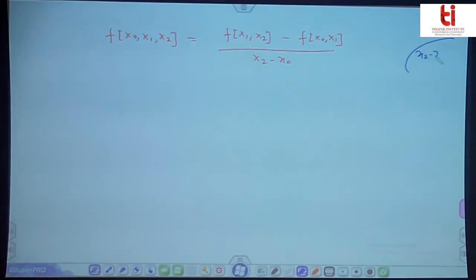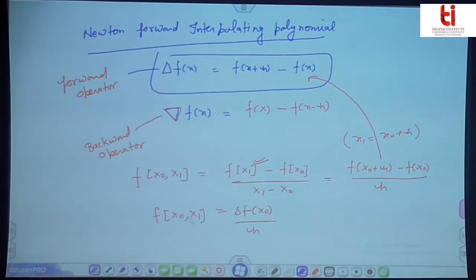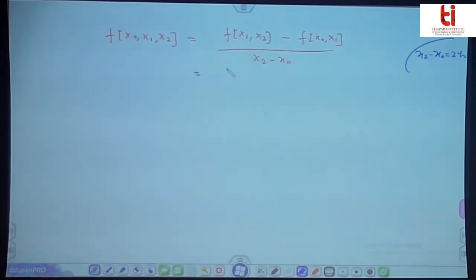x2 minus x0, that is 2h. And the value of f[x1, x2], from the previous step, is Δf(x0) upon h. When this is x1, x2, then f of x, then Δf(x1) from the previous section minus Δf(x0) upon h, upon 2h.